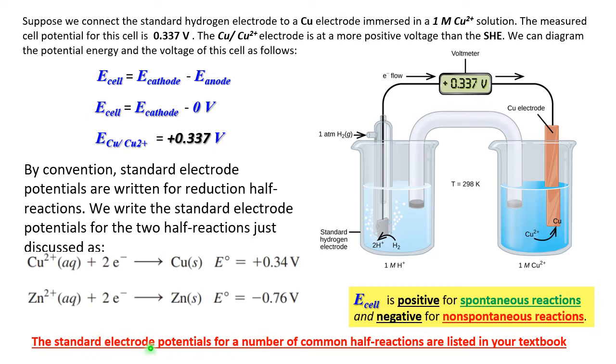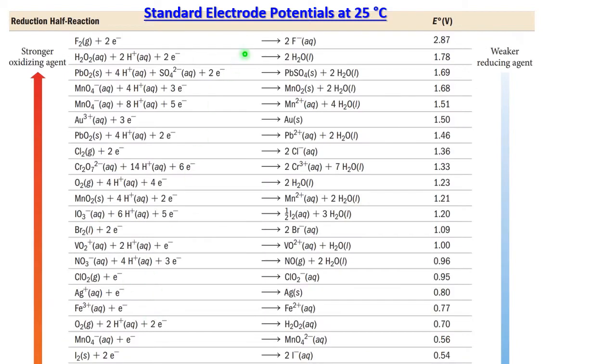Standard electrode potentials for several common half reactions are listed in your textbook, both in a table and in the appendix. They can be found in Wikipedia and many other sources. Let's look at some of them. Usually all of them are measured, as you remember, at 25 degrees. The larger the standard electrode potential is, the stronger this oxidizing agent is.